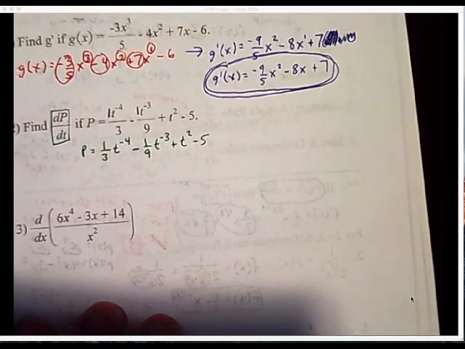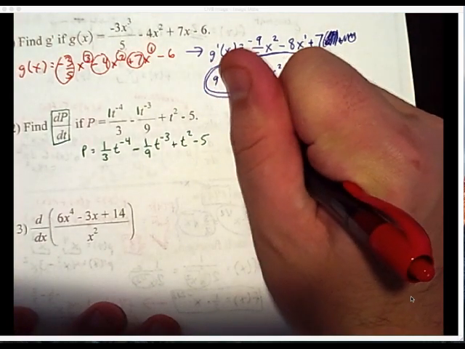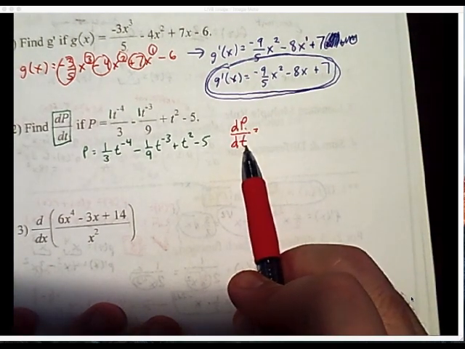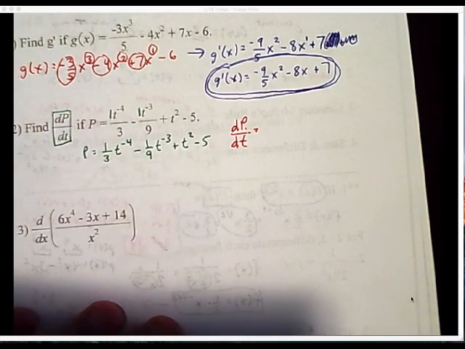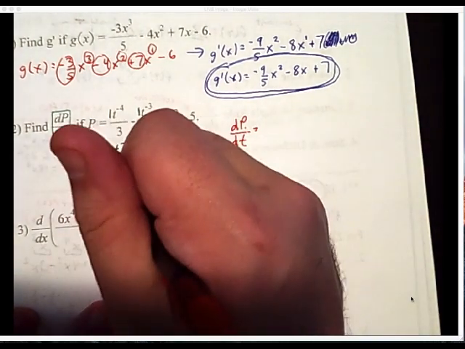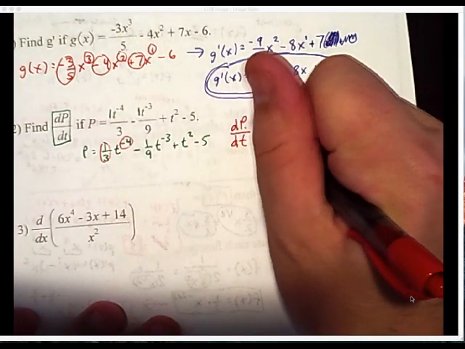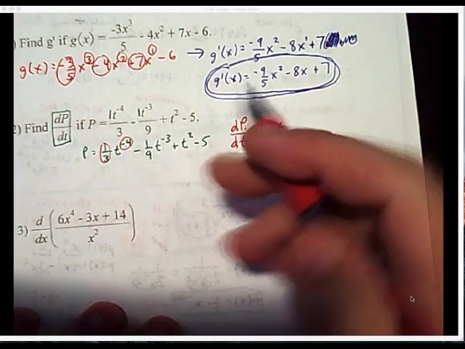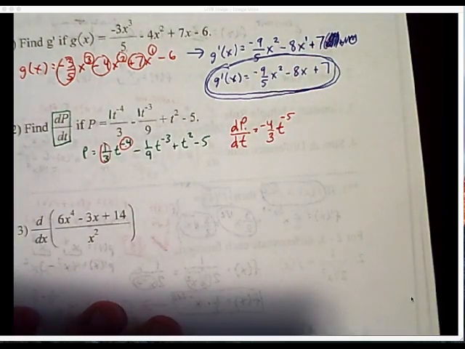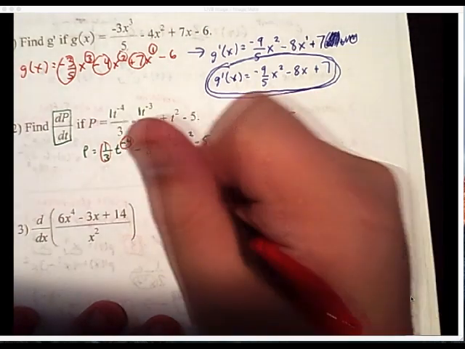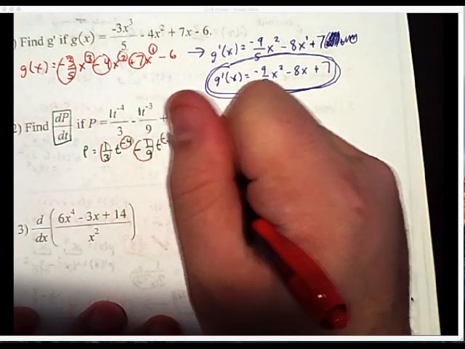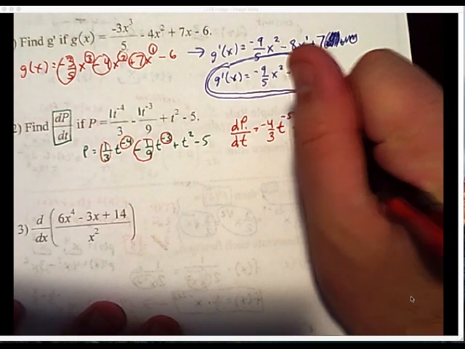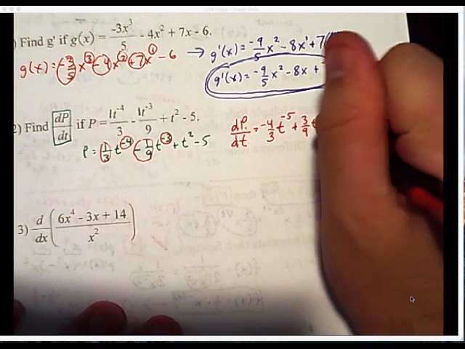Okay, I just rewrote the function. I haven't taken any derivatives yet. Now I'm going to take a derivative. The derivative of p with respect to t. So I'm going to take the derivative of this. So I'm going to take the 1/3 times the negative 4. That would be negative 4/3. I'm going to make that go down by 1. Now on the next one I have negative 1/9 times negative 3. Okay, negative times a negative is positive, so that would be plus 3/9. Make the power go down by 1.